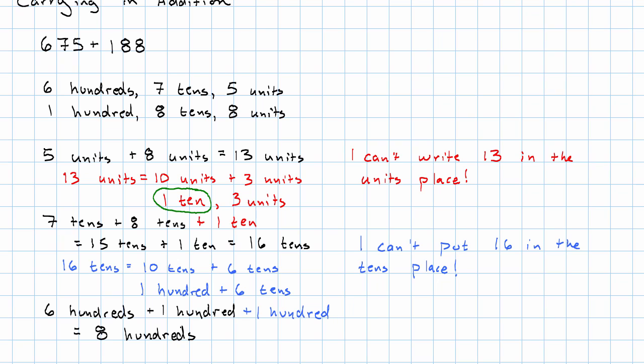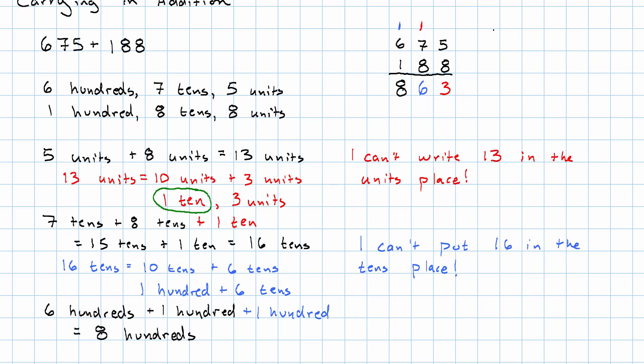How do we actually do that? Again, we line up the place values. 5 and 8 is 13. We do what's called carrying the 1. 1 and 7 and 8 is 16. Again, we carry the 1. And finally, 1 and 6 and 1 is 8.